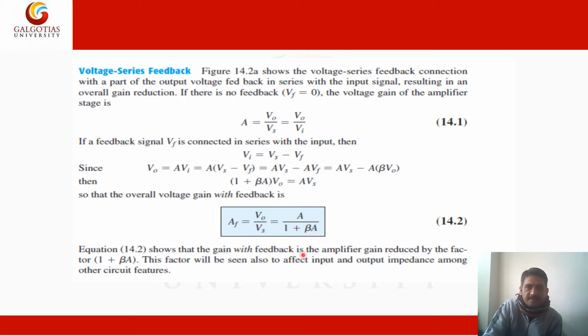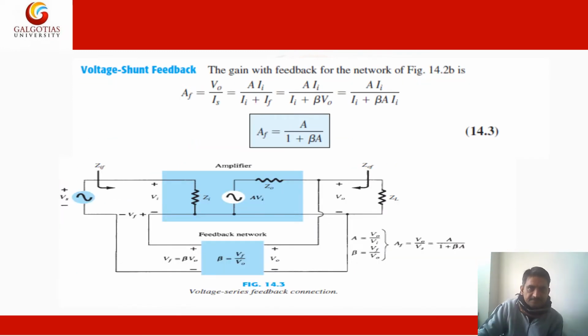It shows that the gain with feedback is reduced by the factor 1 plus A beta, where A is the forward gain and beta is the feedback gain. So this factor will be seen to affect the input and output impedance of the circuit. Now voltage shunt feedback: the gain of the network is V naught upon Is, and V naught will be given by A into I, and substituting all the values, you can see the gain.